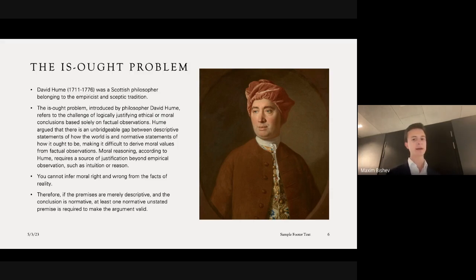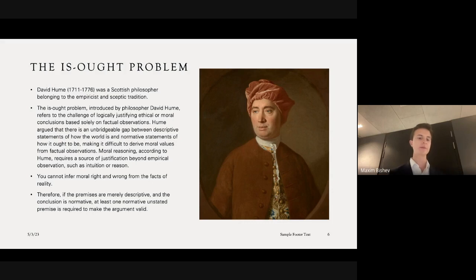So he said, we can't derive, so there's this quote, unbridgeable gap between descriptive statements of how the world is and normative statements of how it ought to be. And this makes it difficult to derive moral values, which is the ought, from the is, from factual observations. So he says we need a source of justification beyond empirical observation for moral reasoning. And there have been a number of propositions as to what that could consist of, most famously by Kant, who was in effect responding to Hume.